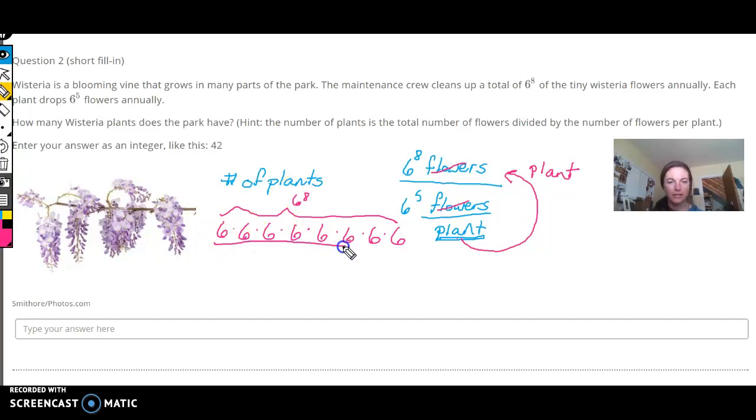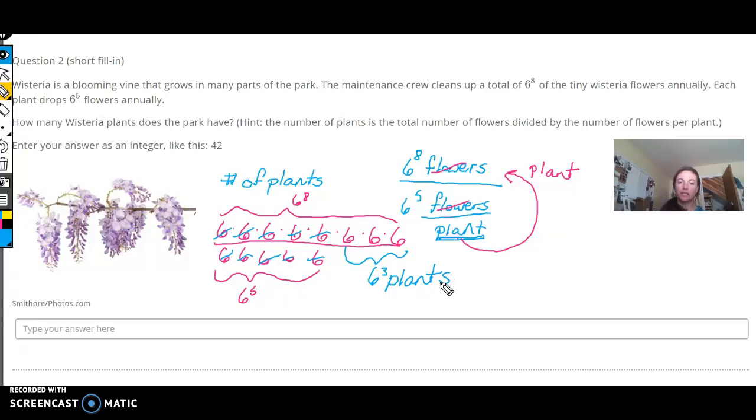Okay, and then we've got 6, 6, 6, 6, 6. Okay, this is 6 to the 5th. All right. Fortunately for us, we can see that these are all going to go to 1, and we're going to be left with 6 times 6 times 6, which is 6 to the 3rd plants.